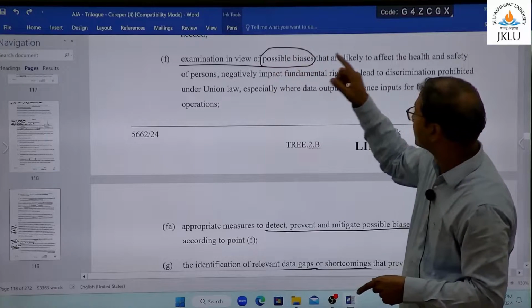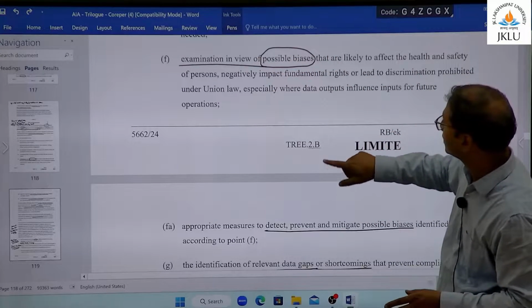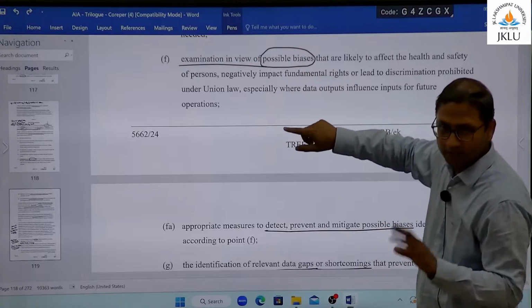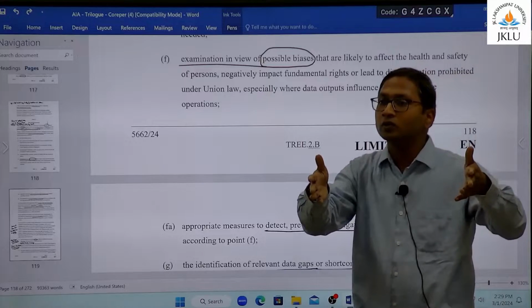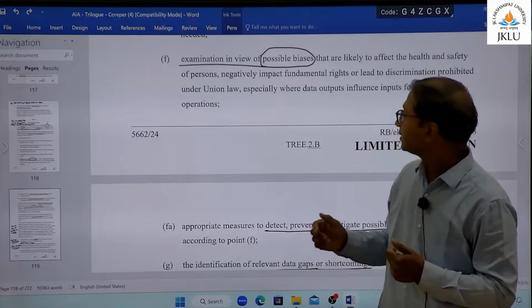Examination in view of possible biases. Okay. So, basically no bias data, you have to examine the data that there are no inherent biases in the data itself.